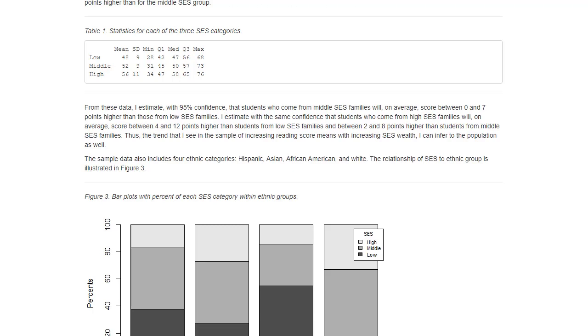Less so when we're looking between 2 and 8 points, but nonetheless, we do know that students from high SES families score higher than those from middle SES families, and we know that that average could be fairly small, 2 points, or quite a bit higher, 8 points.